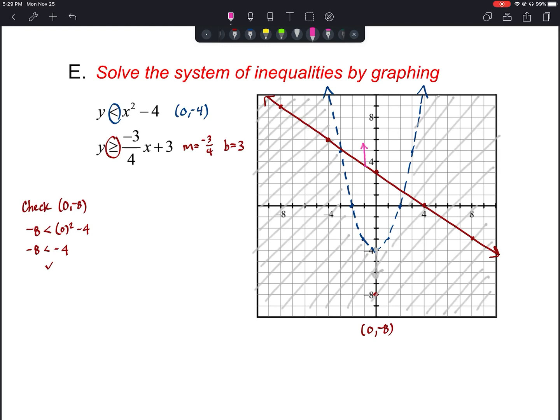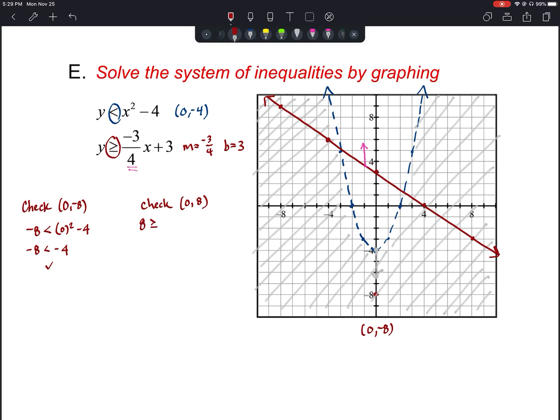Choose a point, plug it in to check it. Let's use something that's divisible by 4 if we're smart and want to make it easy on ourselves. So let's just say the point (0, 8). Let's try the point (0, 8). So we're going to check with (0, 8).